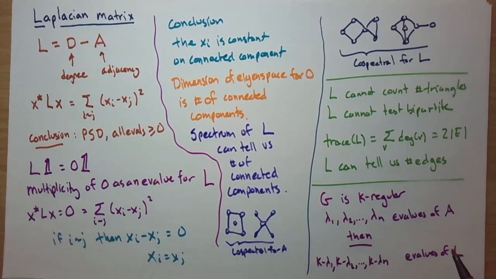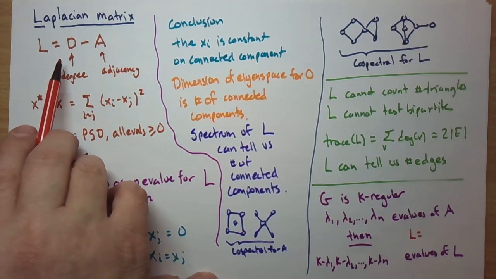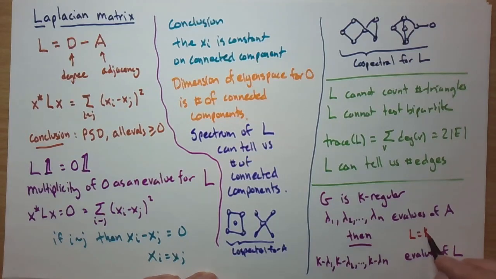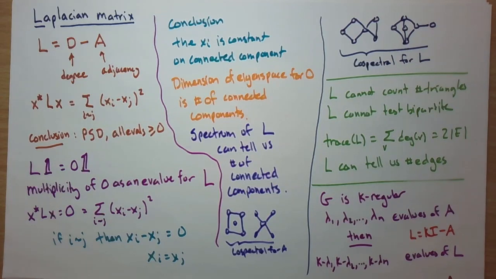Because L is just k times I. Because all the degrees are the same, so they all have degree k. So it's k times I minus A. And it turns out that if you're an eigenvector for A, you also are an eigenvector for I. Being an eigenvector for I is a very low threshold. Step 1, be a vector that's not 0. Step 2, you're an eigenvector for I. And so that's why we can get that.